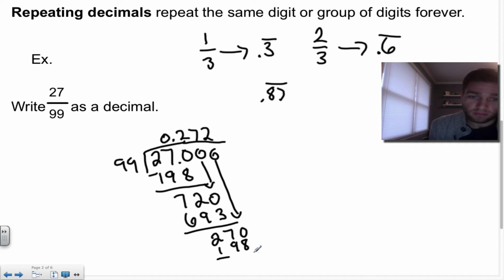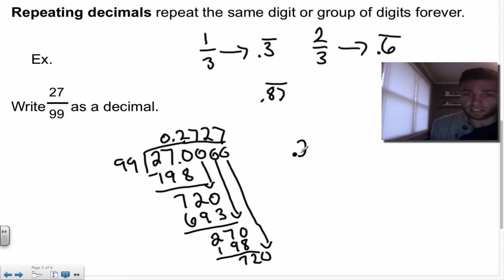Okay, and if we subtract, we're going to get 72, bring down a 0, and again you're going to get the same thing. Once you get the same digit or a group of digits repeating twice, I feel like that's enough to justify your answer as a repeating decimal. So you don't have to keep on going and going and going. I see 72, and I already had 270 and 72. So I had the same group of things twice, 2727, that's enough to prove it's repeating.